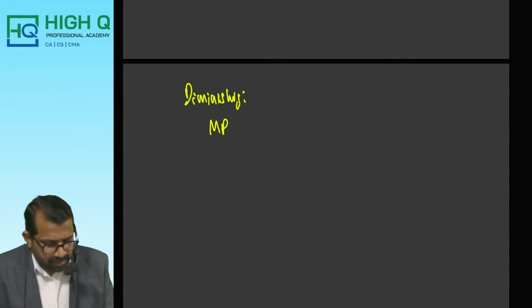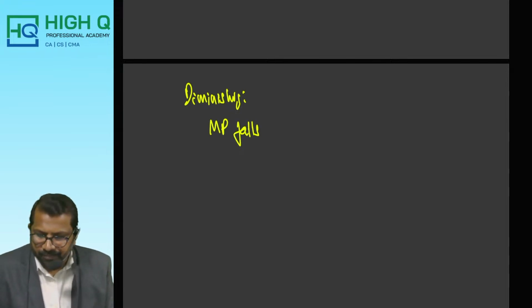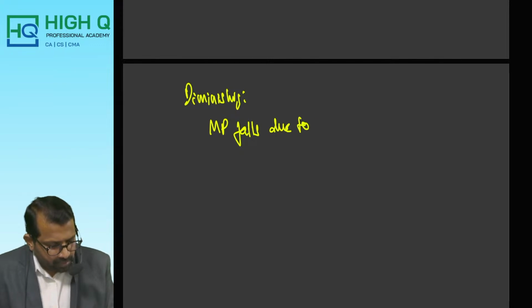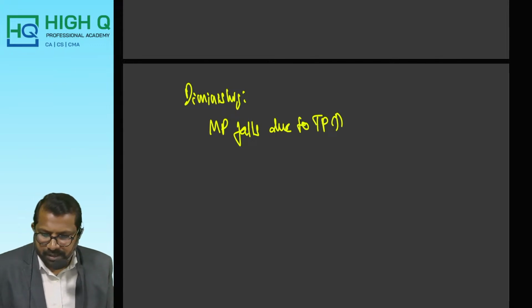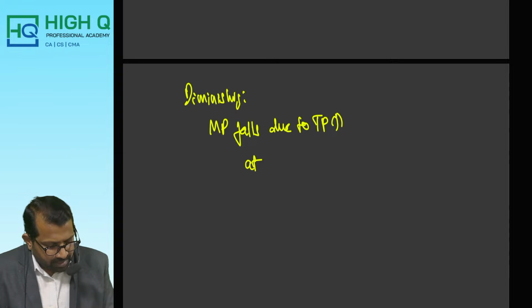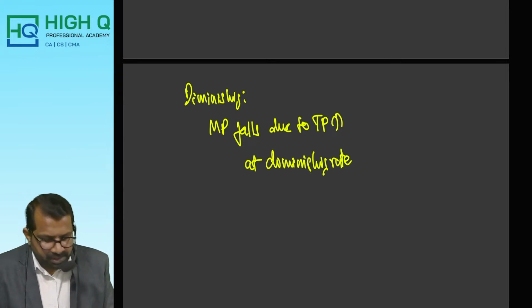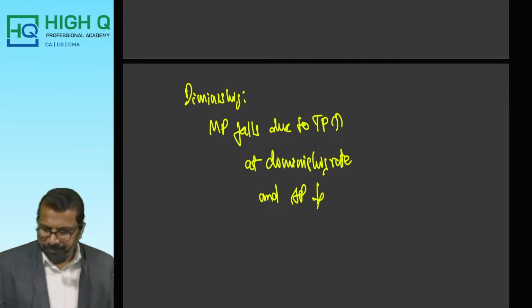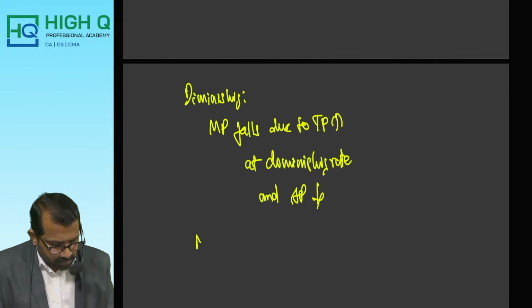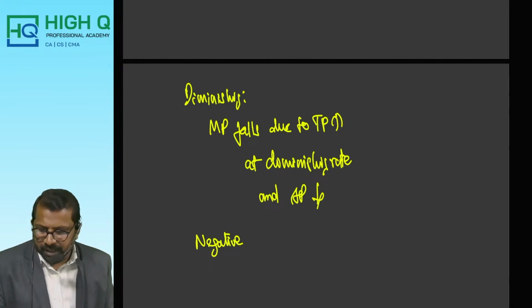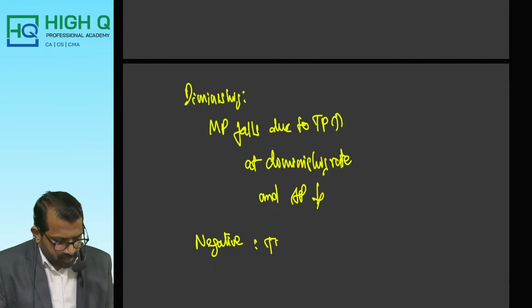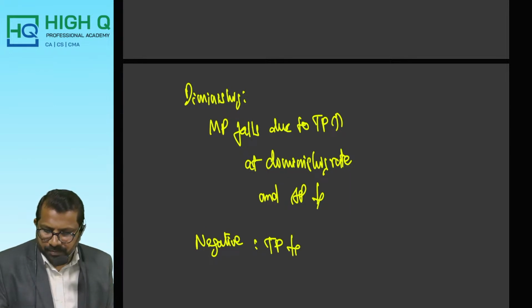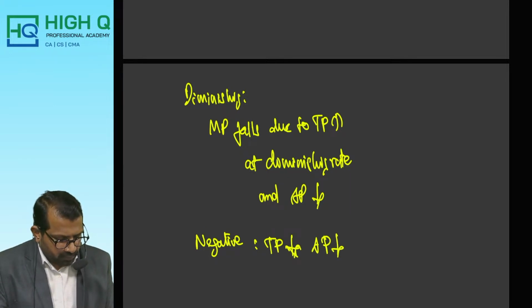In this stage, marginal product falls, the total product increases at a diminishing rate, and average product also falls. The third one is the negative stage: total product falls, average product falls, and marginal product is negative.